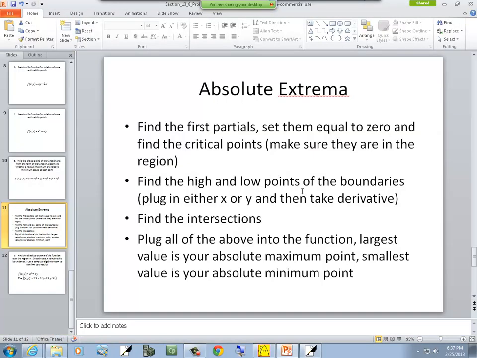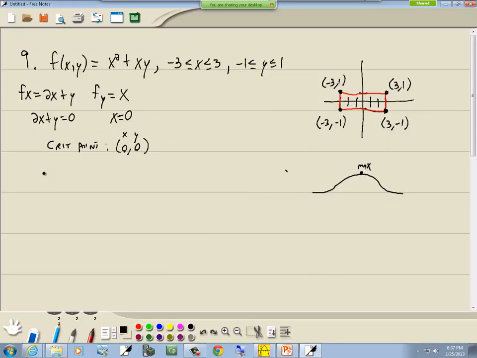Now it says find the high and low points of the boundaries. Plug in x and y and then take the derivative. I shouldn't say or, it should be and. This is our first item. Our second item here, we're going to plug in our extreme values. Plug in negative 3, we'll plug in 3, and we'll plug in y equals negative 1, and y equals positive 1. We're going to plug those into our original function here.